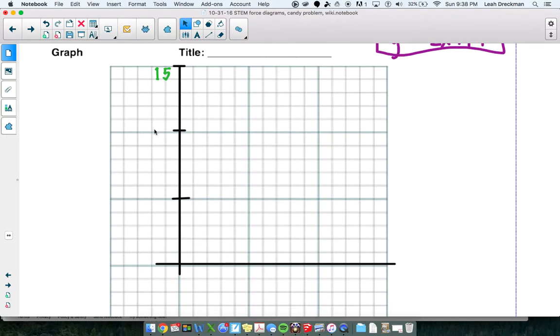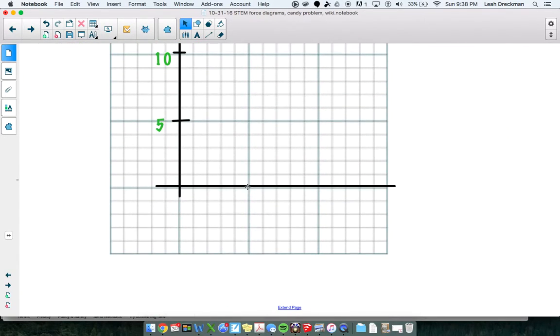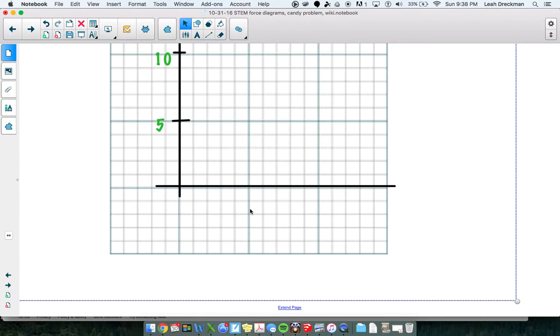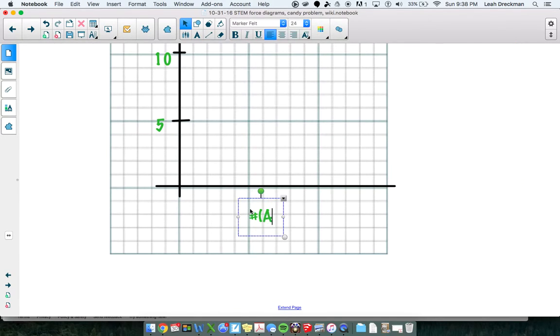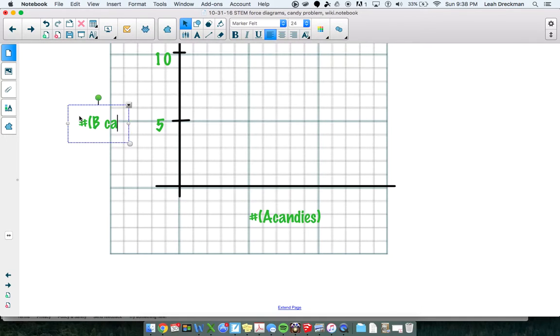And let's see, let's just put a few other values in. 5. All right, let's see. I chose X to represent the number of A candies, so I'm going to put that down below. And I chose Y to represent the number of B candies, so we'll put that going vertically.